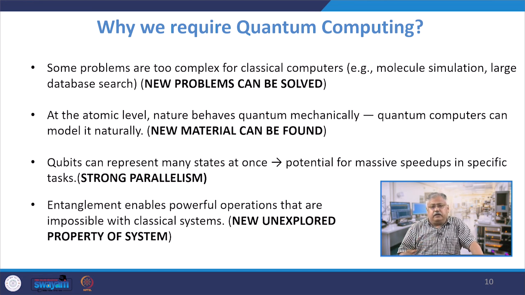Similarly, another area where people are looking is new materials, trying to find out the influence of quantum computing on new materials. So the second one is basically important: that new materials can be found out.